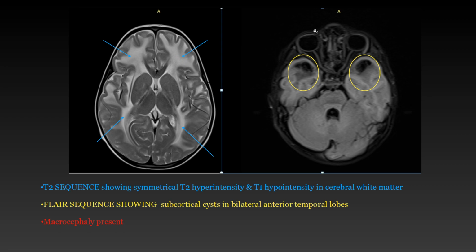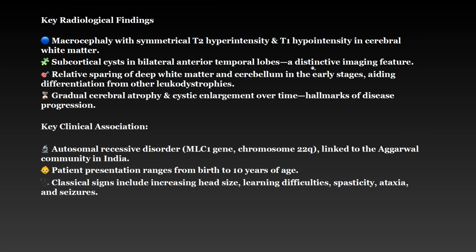Clinically, the patient had macrocephaly. So, this is the characteristic radiological finding: bilateral anterior temporal lobe cysts along with symmetrical T2 hyperintensity. Now, what differentiates this from other leukodystrophies is characteristic sparing of deep white matter and cerebellum in early stages.